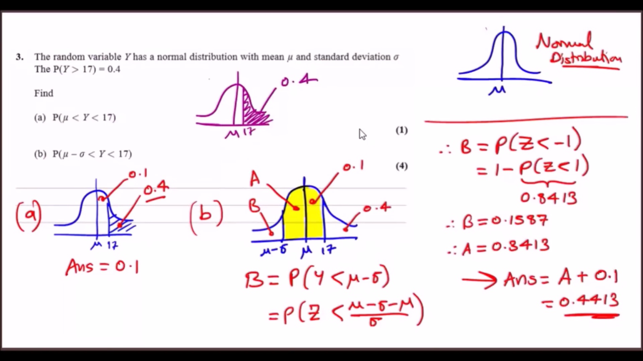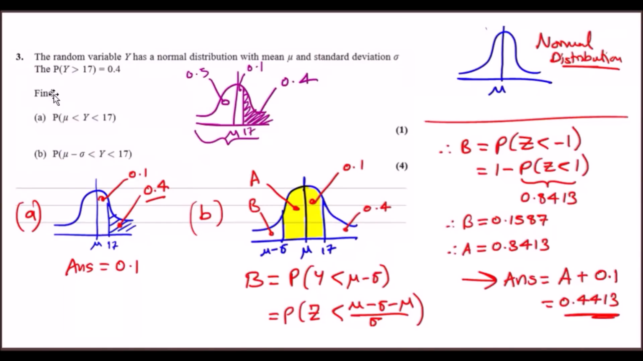Okay. Just note that the left hand side is 0.5, and this little gap between the mean and 17 must be 0.1. The one thing to know about normal distributions is that it's always symmetrical about the mean. Okay. So this is something we just need to know off the bat. And this will be helpful for solving every problem.